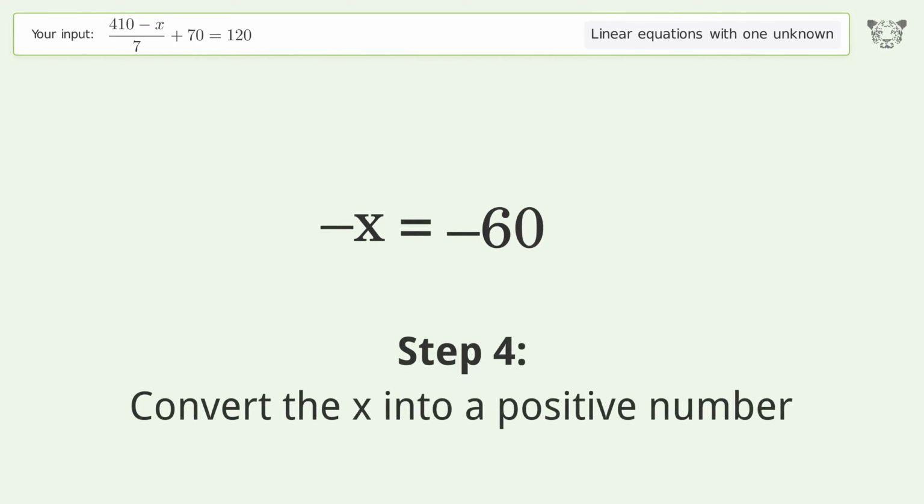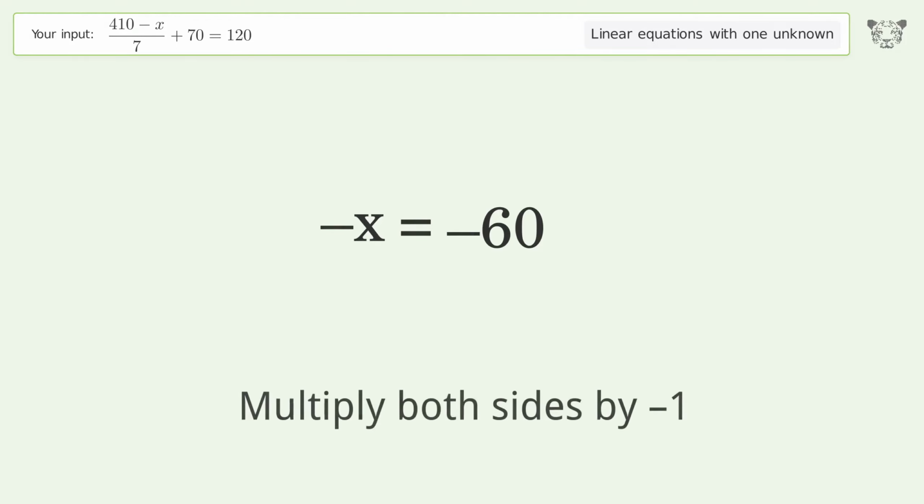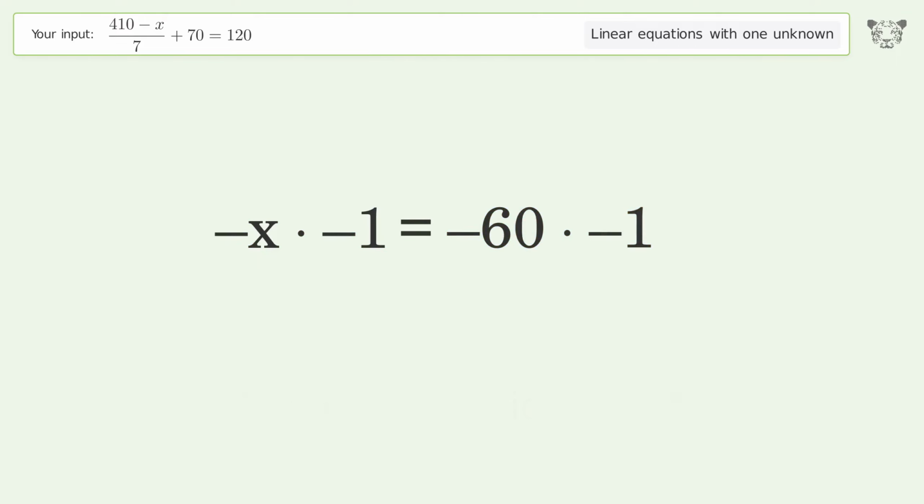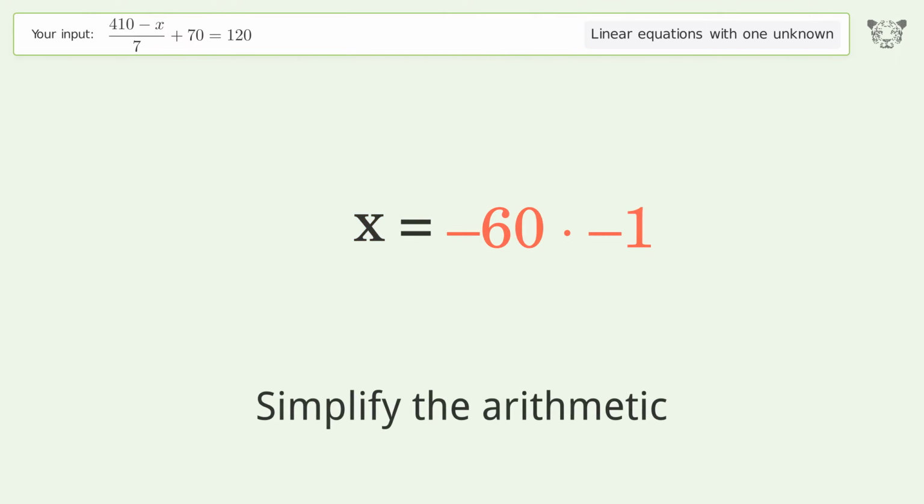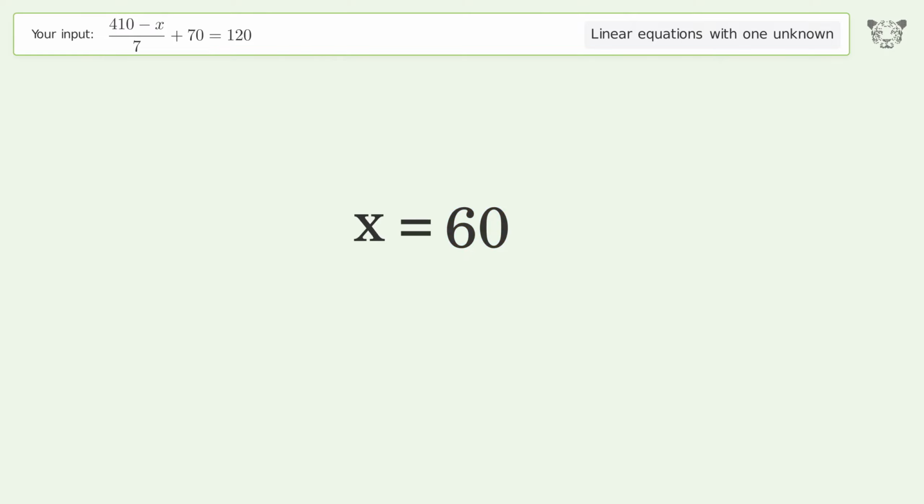Convert the x into a positive number. Multiply both sides by -1. Remove the ones. Simplify the arithmetic. And so the final result is x equals 60.